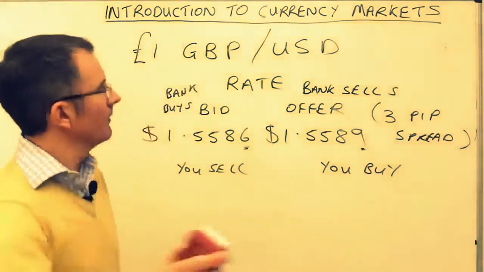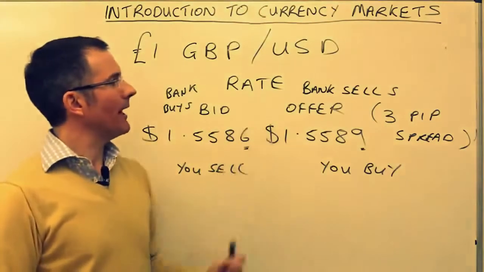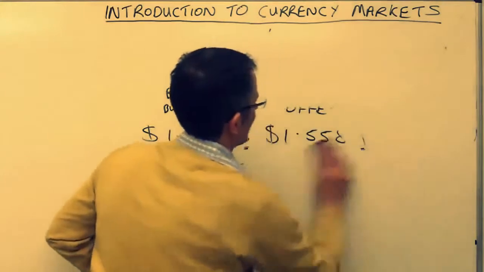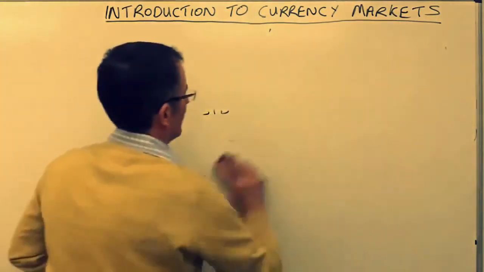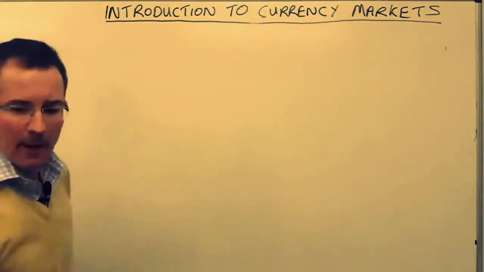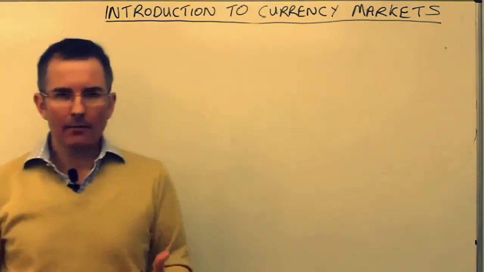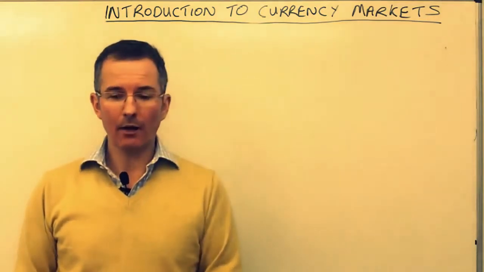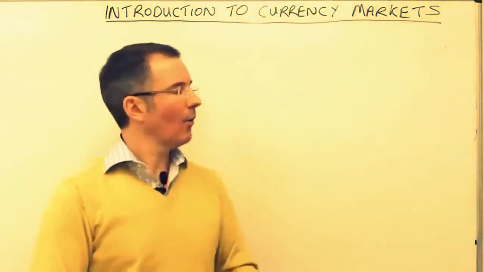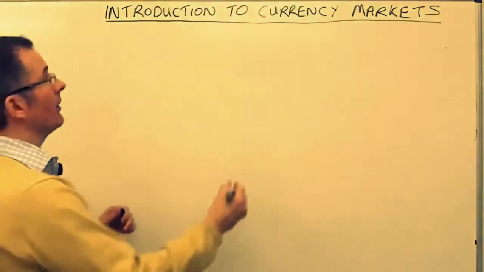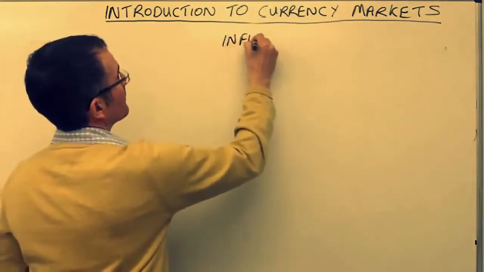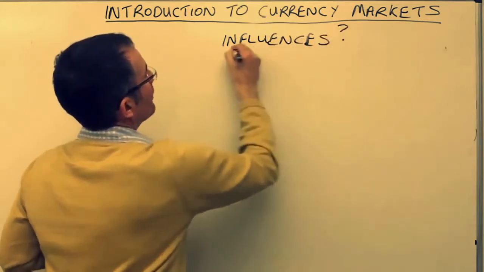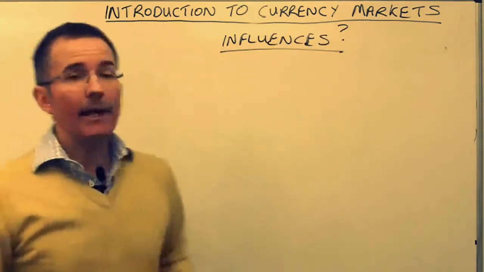Right, what influences that rate? It's all very well saying, well, I now know roughly what it means to buy and sell US dollars using sterling, for example, but why would I? If I was looking to trade, what influences the price of a currency or the exchange rate? And the answer is there are many factors. So what are the influences on a currency pair?